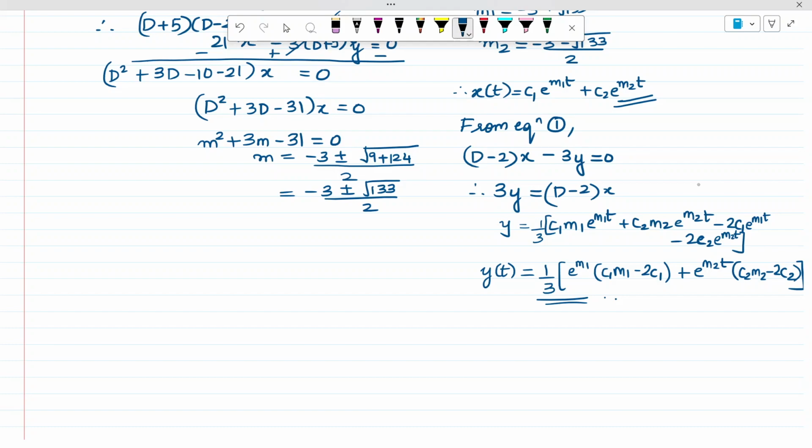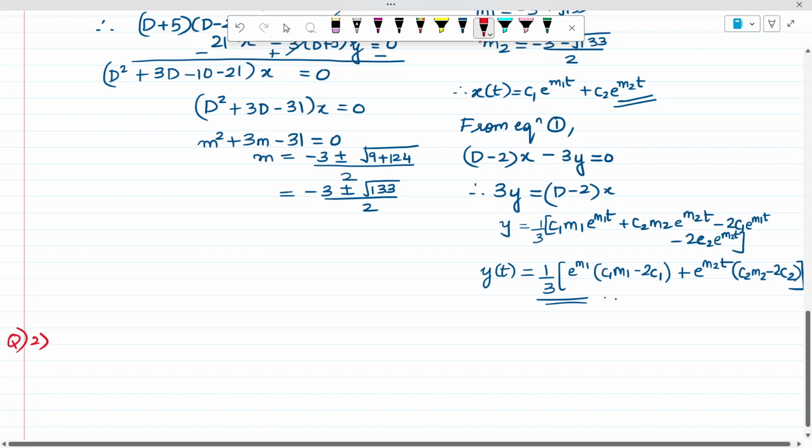I hope the operator method is understood by everyone. Okay, let's take up one more example and then maybe I'll give you one example to try on your own. One more thing to understand is that C1 and C2 here were left unknown, right? But if the initial conditions are given, then you will be able to find C1 and C2 also. That will depend from question to question. So let's look at question number 2.